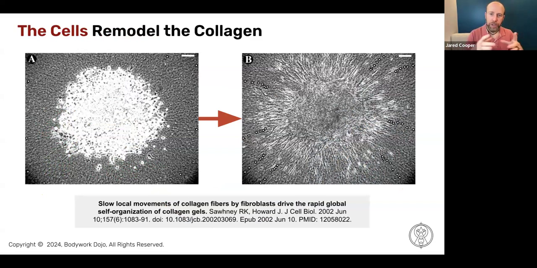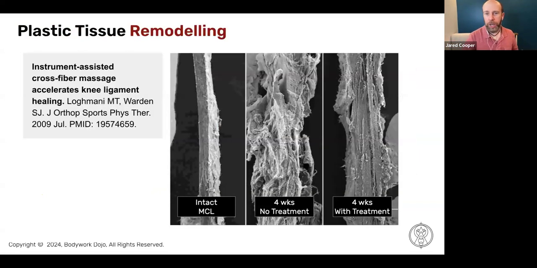Now, if you just take the cells and you put them in a petri dish and you put some collagen in the petri dish, instantaneously the cells go to work remodeling the collagen. So that's pretty cool. So you see on the left, a bunch of cells, drop a bunch of collagen in there, and they start remodeling the collagen. So we know the cells are designed to remodel the collagen, but they don't know in which direction to remodel the collagen unless you tell them.